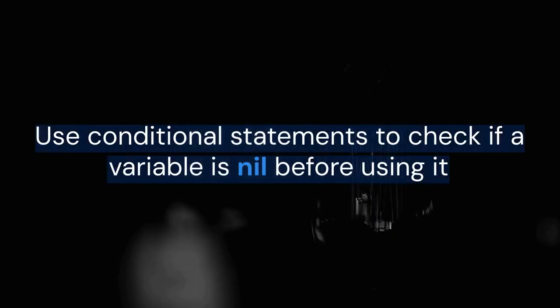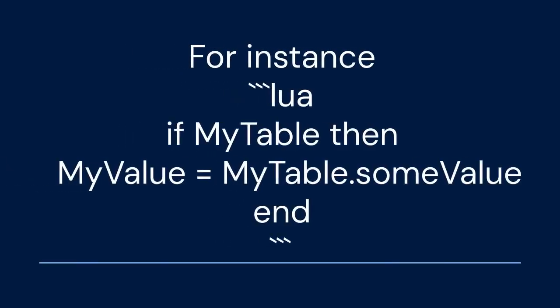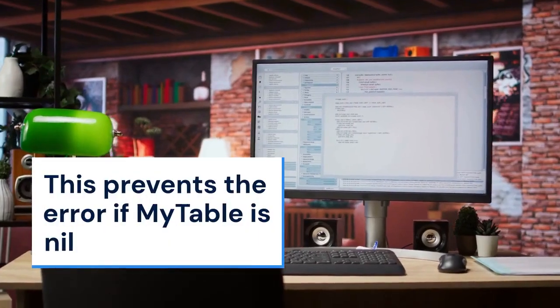Use conditional statements to check if a variable is nil before using it. For instance, if myTable then myValue = myTable.someValue end. This prevents the error if myTable is nil.